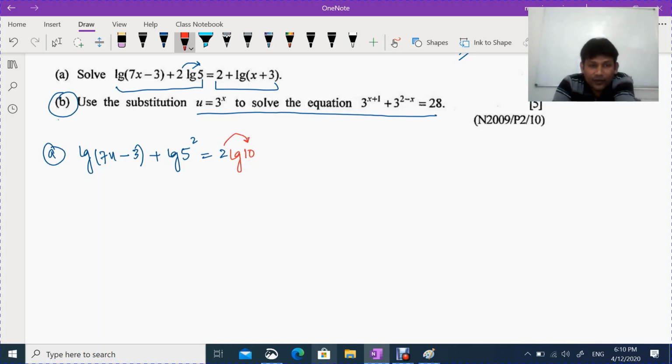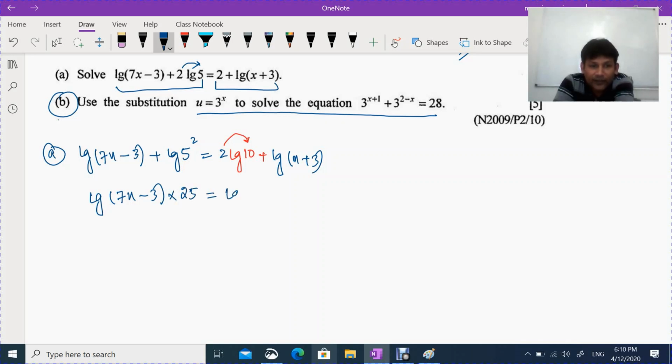This I have explained in my 6 videos about this topic. You should watch them before solving past paper questions. There I have explained all these things. Okay, single logarithm LG once 7x minus 3. When you have plus, you have to multiply with 5 squared, which is 25.